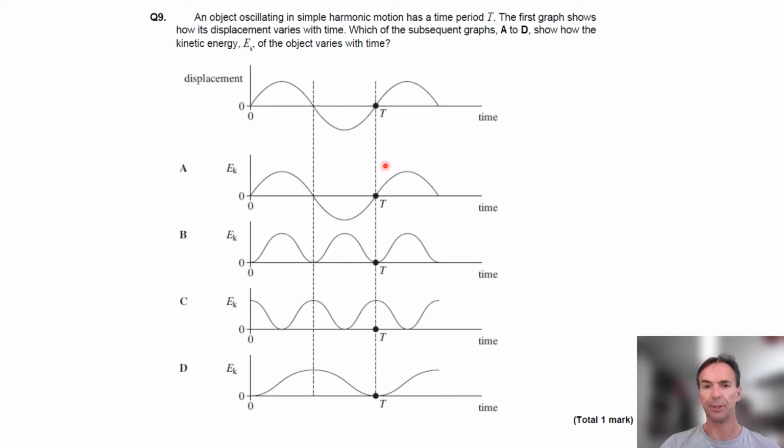So if I carry on here, if we've got zero displacement there, it's got to be that one then, hasn't it? Because look, zero displacement is when we've got maximum velocity. We've got maximum velocity again. It can't be that one because it's got zero. So it has to be C.